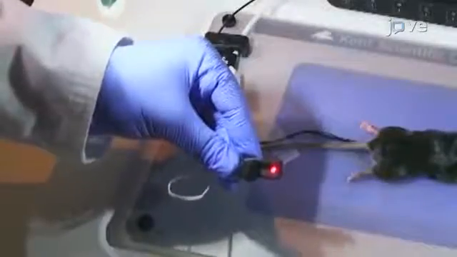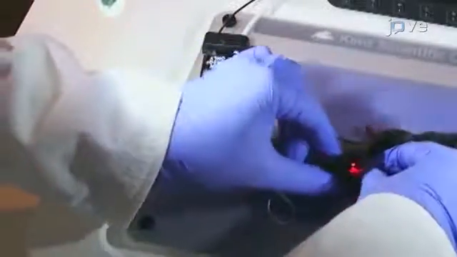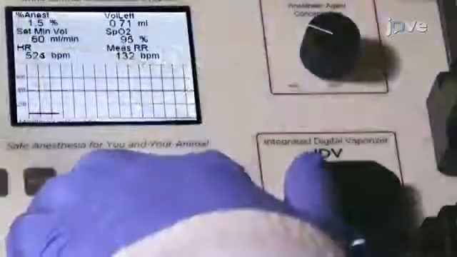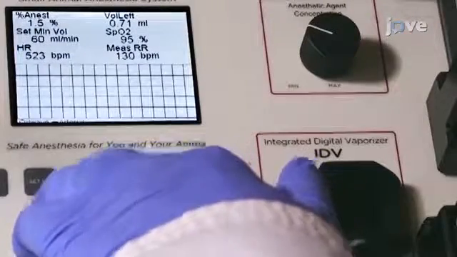Begin physiological monitoring by placing the sensor over the pad of the hind paw. Position the sensor so that the red light illuminates the paw. Display the waveform in order to visualize the sensor signal.